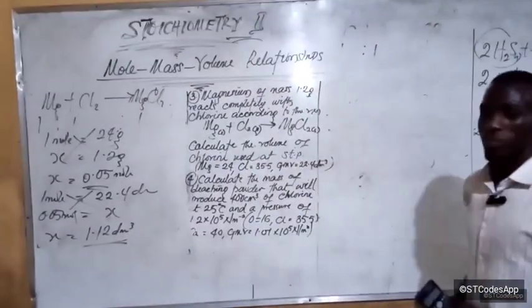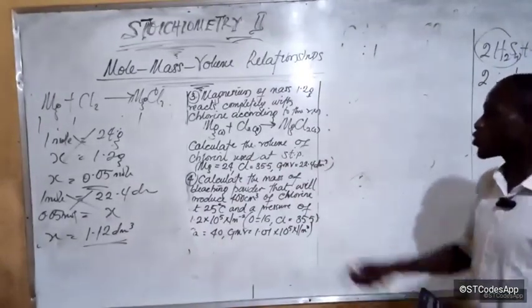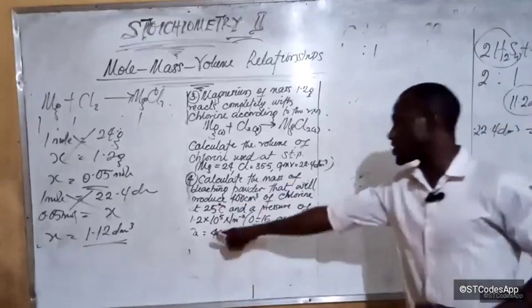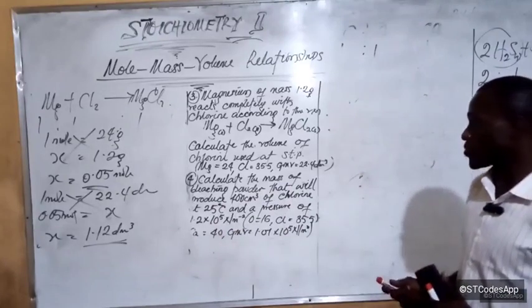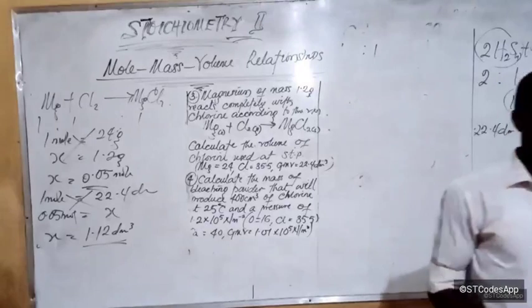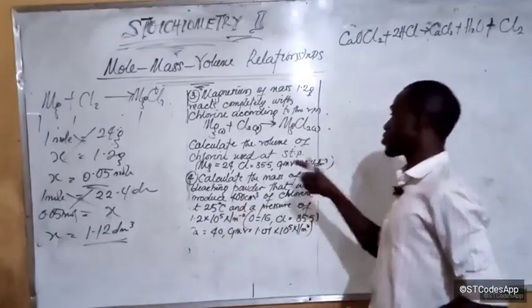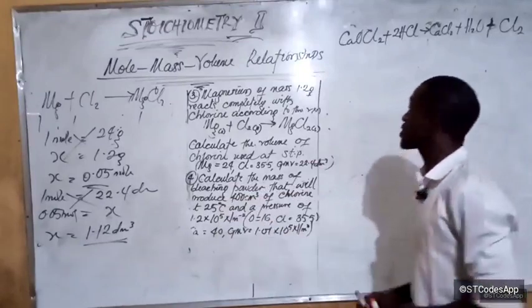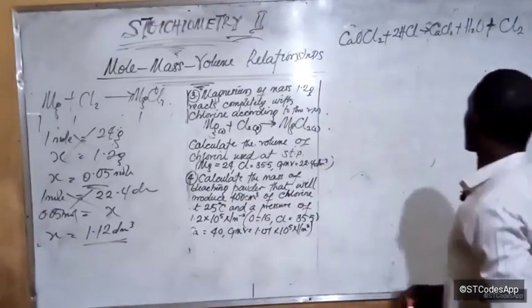The last question says, calculate the mass of bleaching powder that will produce 400 centimeter cube of chlorine at 25 degrees Celsius and a pressure of this. All right, so we'll write the items we were given. In fact, the chemical reaction here is not shown. So we just write the parameters that are given. Now this is the equation for the reaction.